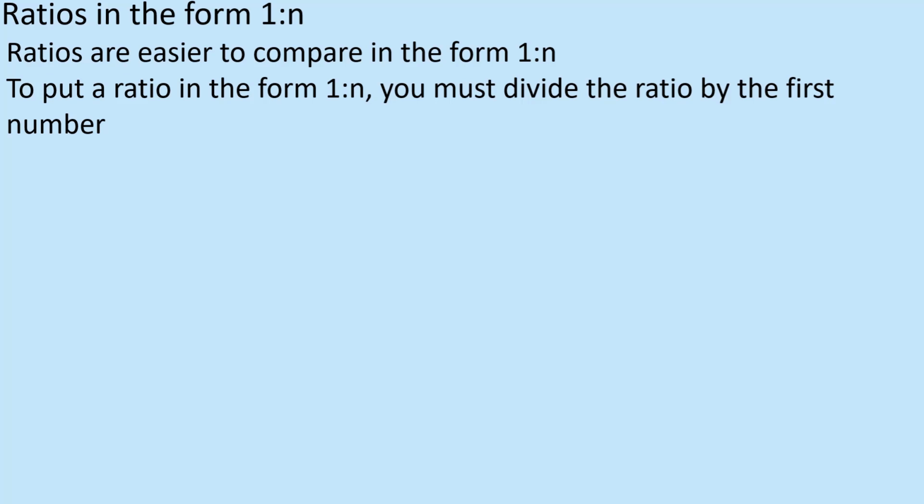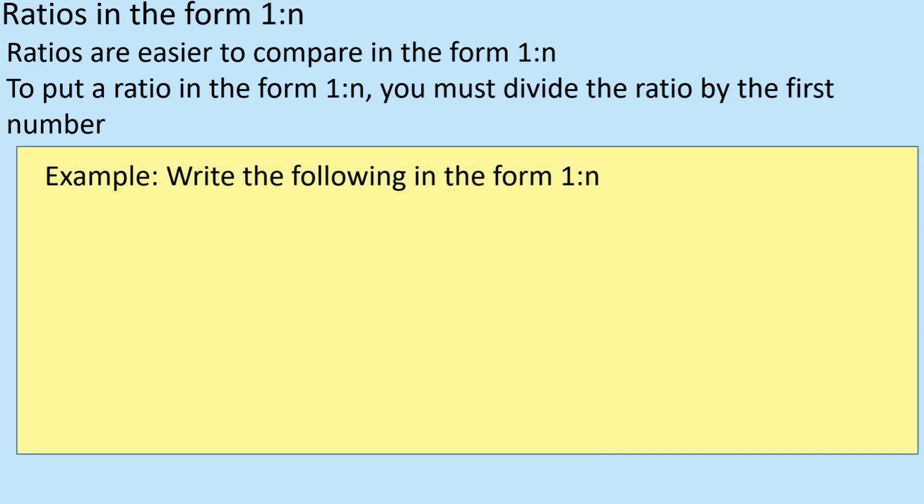So if you've got 5 to 8, and I want to make it 1 to something, then you need to divide them both by 5. And that's obviously going to leave your second number as a decimal or a fraction. It tends to be a decimal.